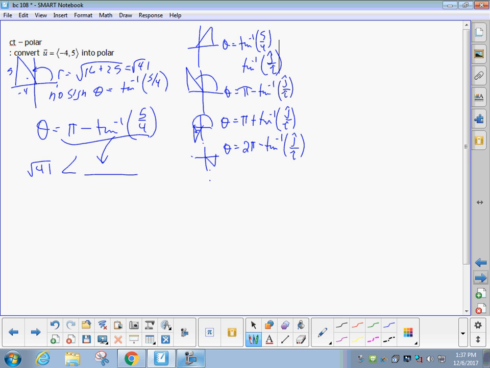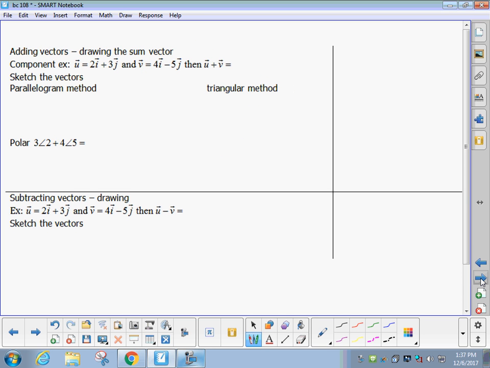Okay, now let's get to drawing and adding vectors, arithmetically. It's really easy to add two vectors when they're in component form. You just take the total horizontal, the total vertical. What's the total horizontal movement? 6 i hat. And what's the total vertical? Negative 2 j hat, okay? So when you add in component form, you just add the components.